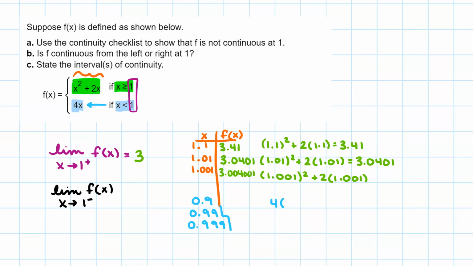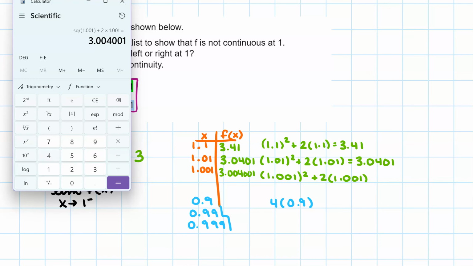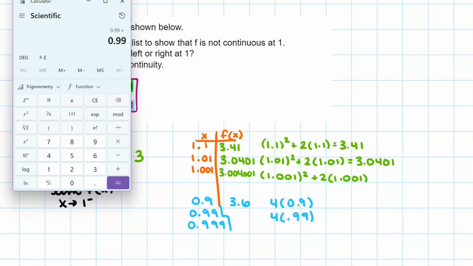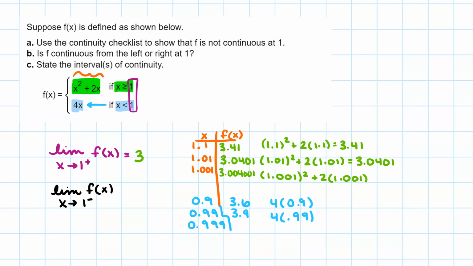So 4 times 0.9 will make 3.6. Okay, that's kind of close to 3. Let's see what happens when I put in 0.99. So 4 times 0.99 is 3.96. Ooh, this is not looking good. And then 4 times 0.999.